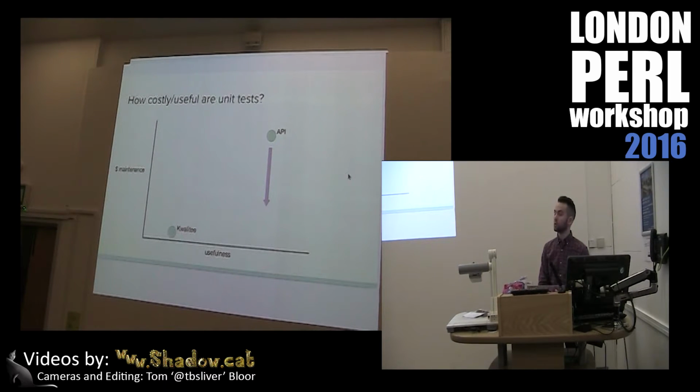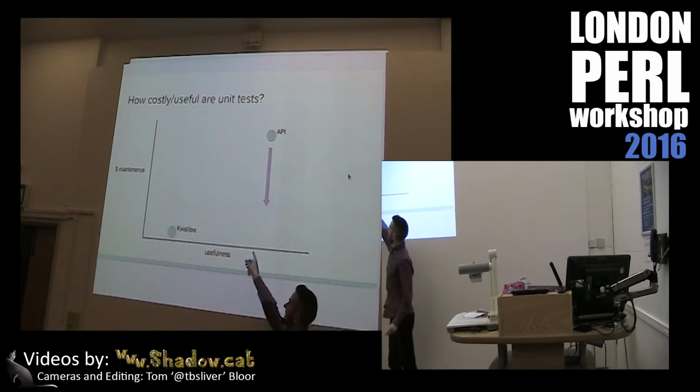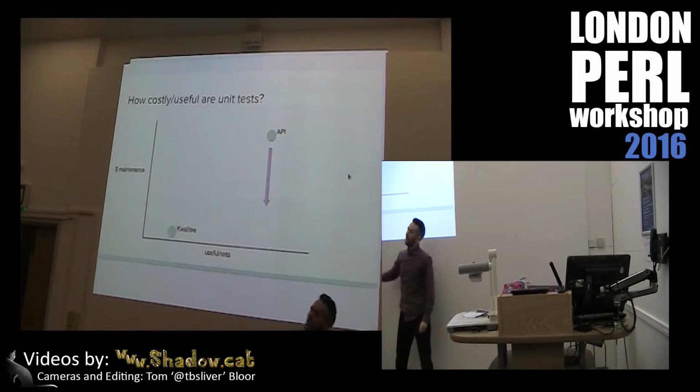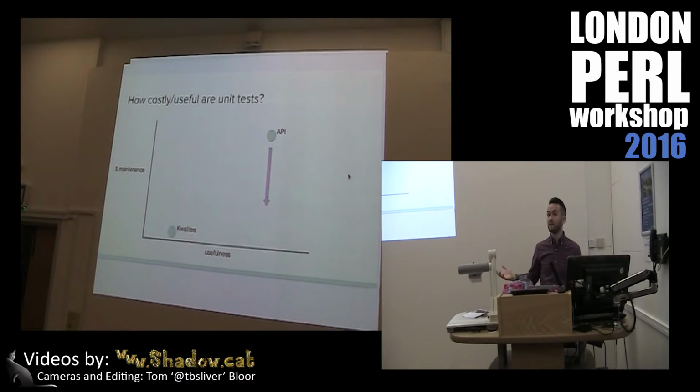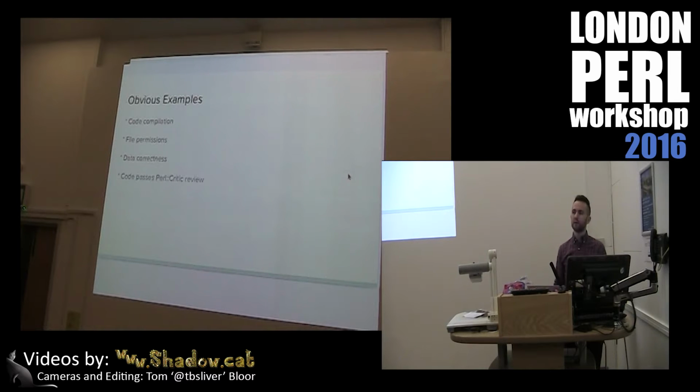as your code matures. So what I'm interested in is this space here, where perhaps we could have more useful tests, but they have a zero maintenance cost. So more useful axiomatic tests. And there's probably a few examples that you might be familiar with.